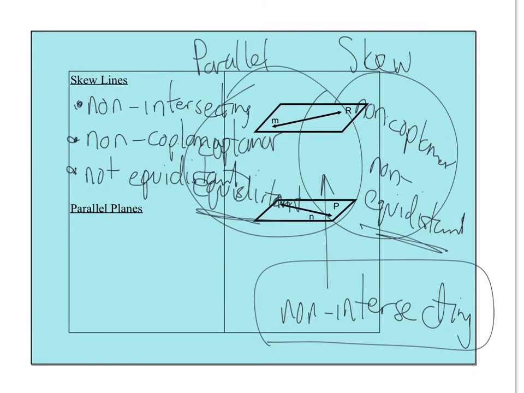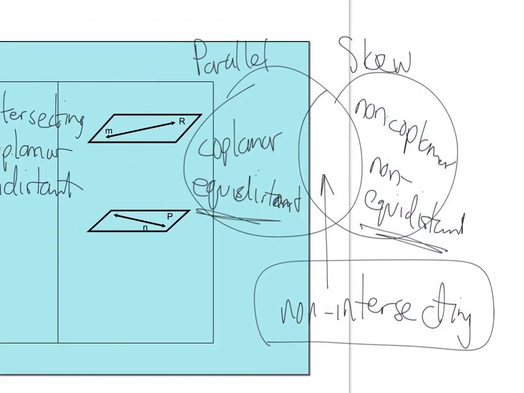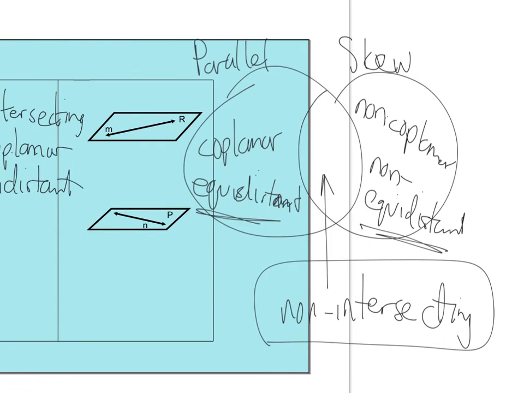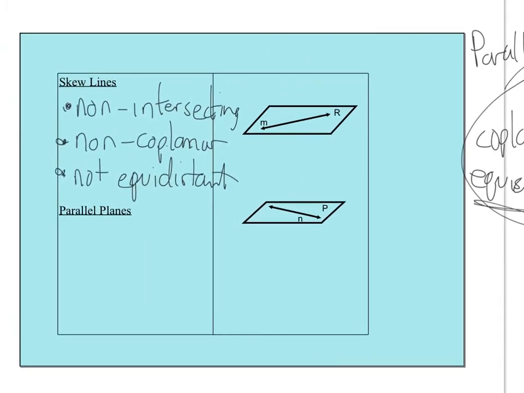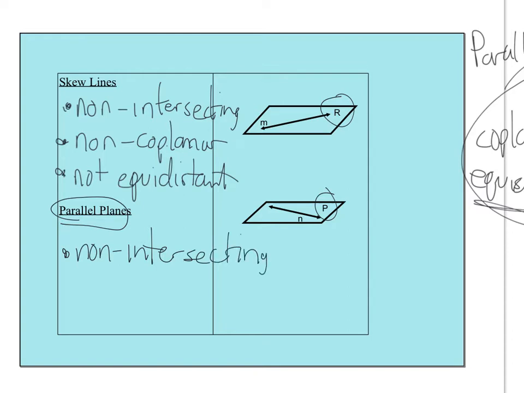When we look at parallel planes, parallel planes are exactly what they sound like. Parallel planes are going to be like R and P here. Parallel planes are non-intersecting planes, and they are also equidistant as well. But it's not lines, we're talking about whole planes, R and P.